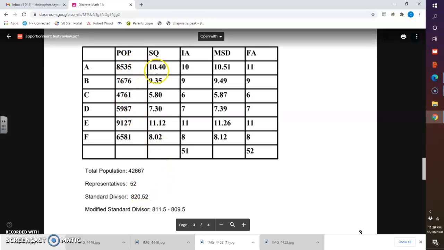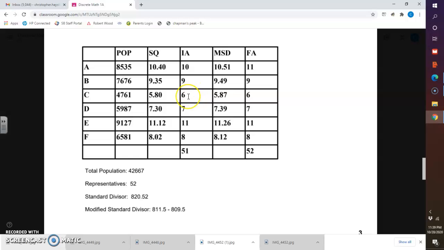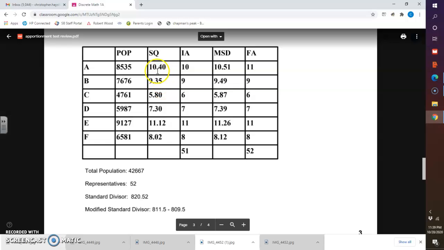And I round normally. 10.40 is 10, 9.35 is 9, 5.80 is 6. It's no longer a lower quota. 7.3 is 7, 11.12 is 11, and 8.02 is 8. And I have an initial apportionment of 51. So I have one more rep to give away. It's an obvious one. I need to get 10.40 to at least 10.5.